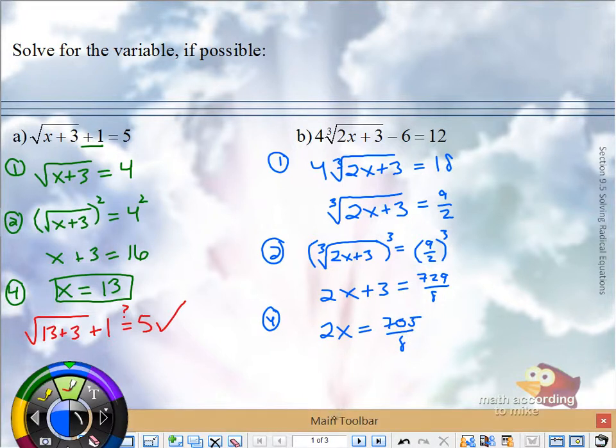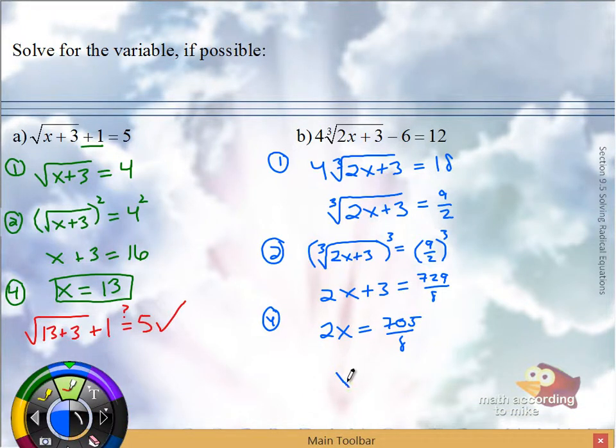And now, to get rid of the 2, we'll multiply both sides by a half. So if you multiply both sides by a half, what is 705 divided by 8 and then times 1/2? What is 8 times 2? Oh, look, I did not need a calculator.